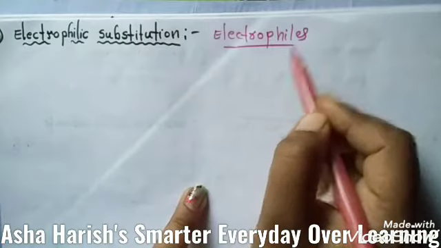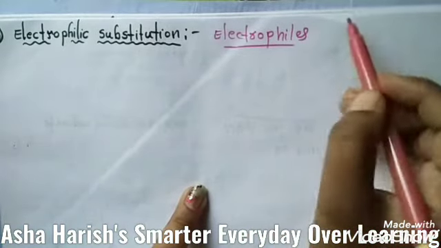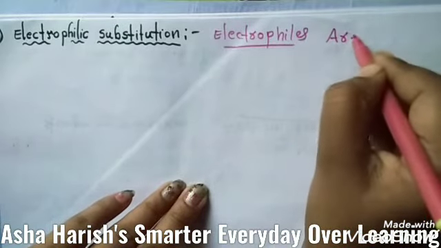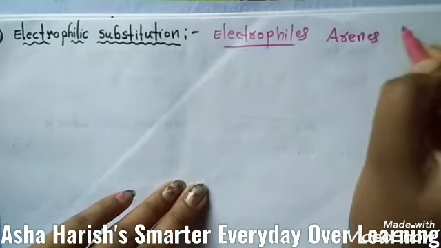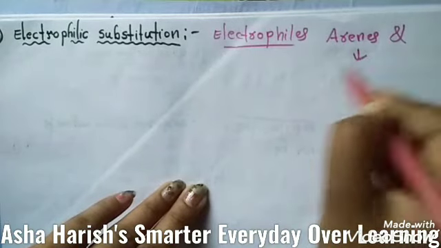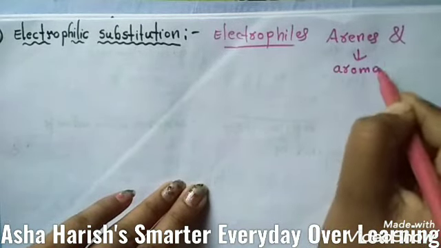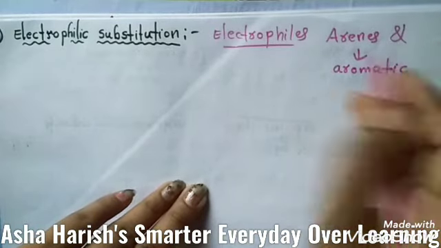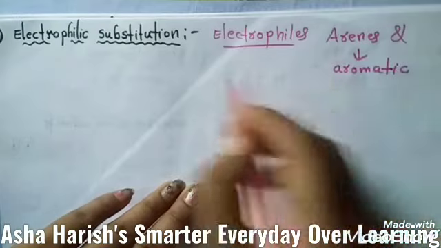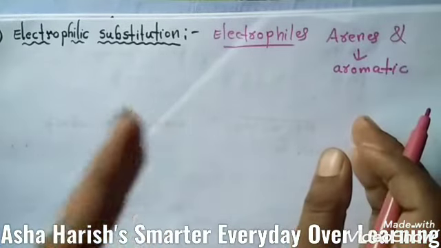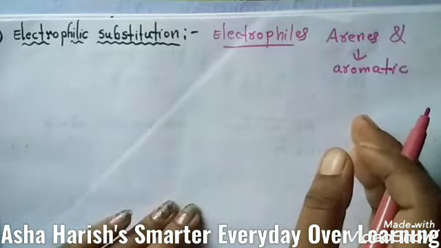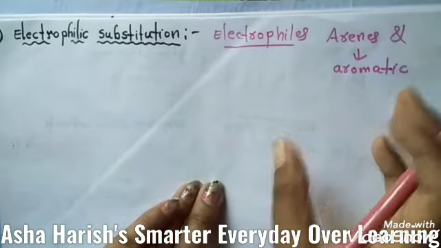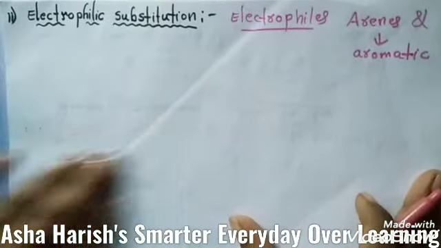These are called electrophilic substitution reactions, and these reactions are typical of arenes and other aromatic compounds also. For example, halogenation, the next one is nitration, sulfonation and Friedel-Crafts reactions. Now let's see the example of these electrophilic substitution reactions.